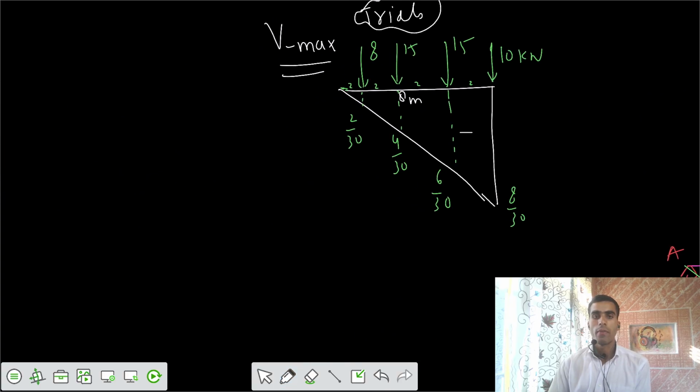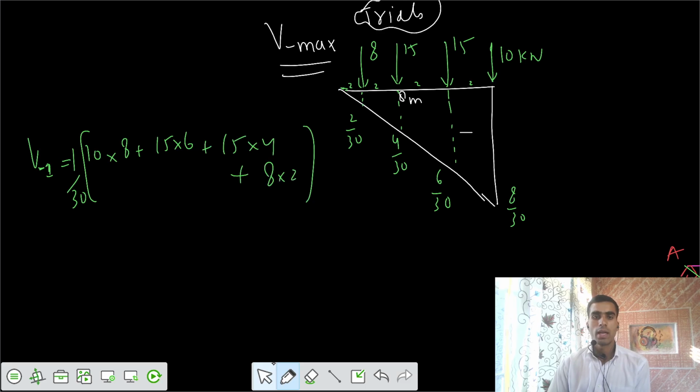Now this is your first trial. You can say V negative, V minus 1. I would write 10 into 8 by 30. We can keep 1 by 30 outside because it is common for all. I would write 10 into 8 plus 15 into 6 plus 15 into 4 plus 8 into 2. And it's all negative, so V1 is minus some 8.2 kilonewton.